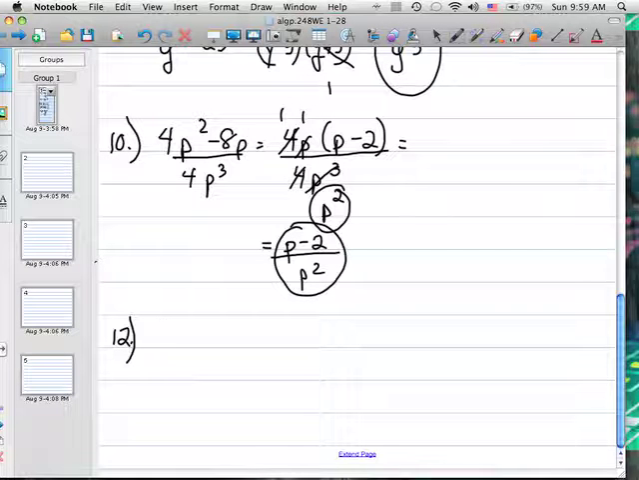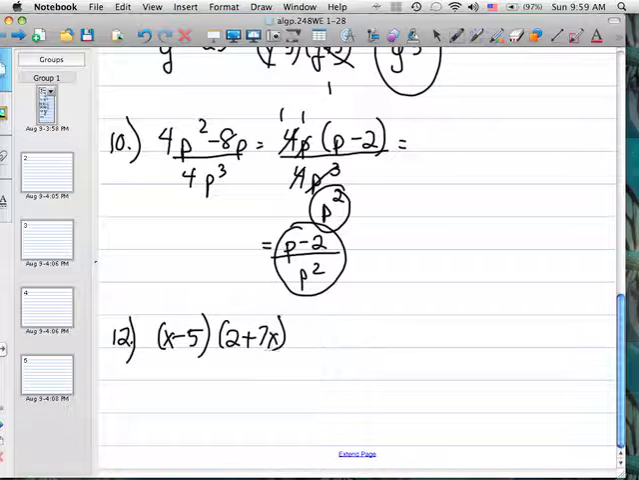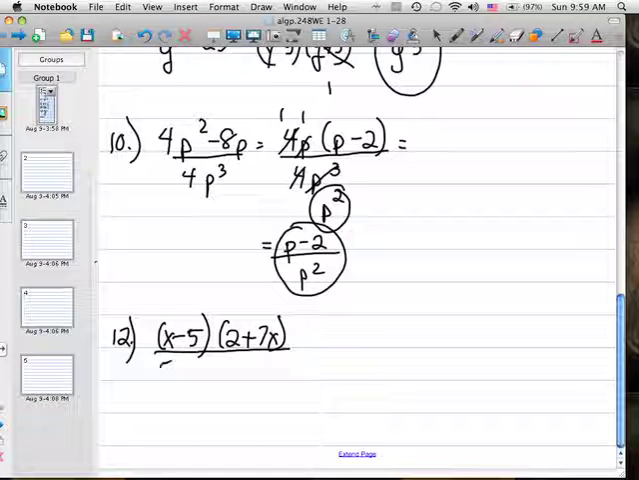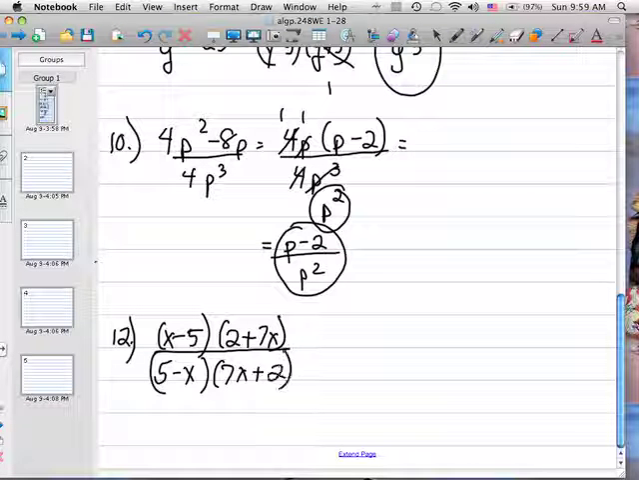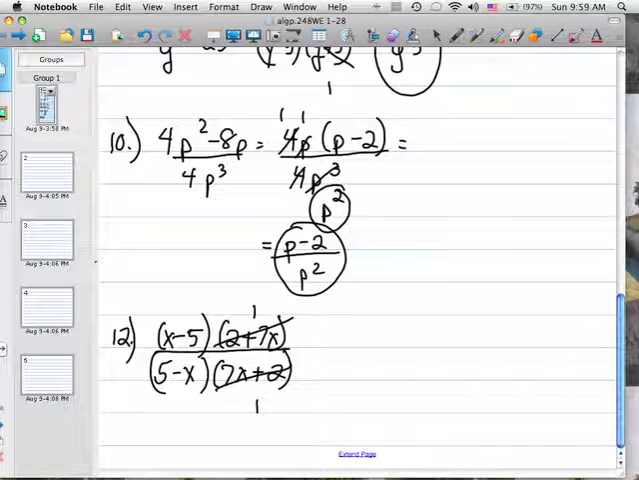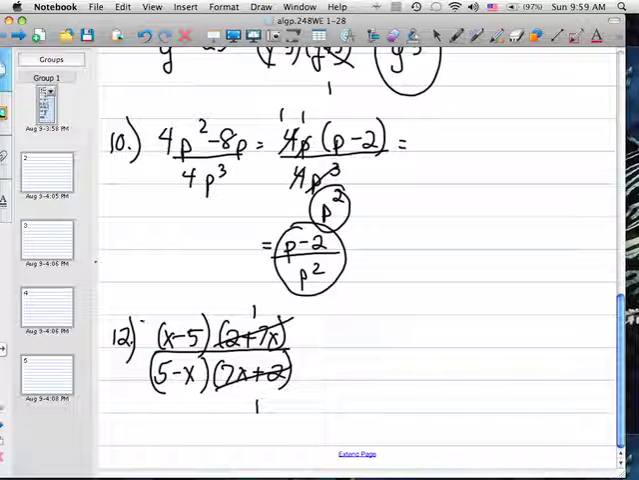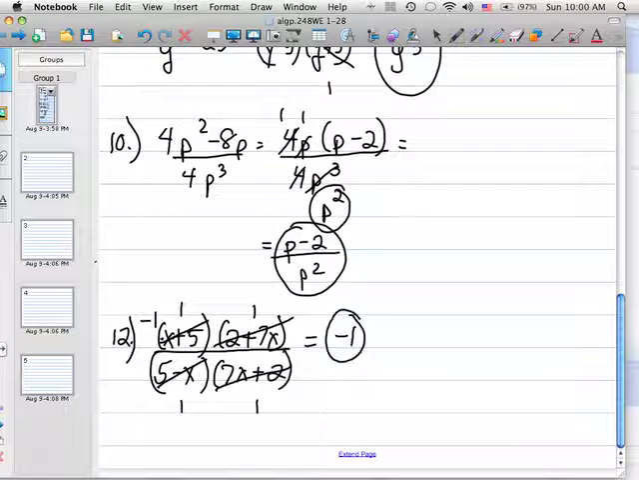Number 12, you have x minus 5 over 2 plus 7x, and 5 minus x over 7x plus 2. Now this is factored. These two are identical, they just have it opposite order, so I can cancel those. These two are exact opposites of each other. So if I pulled out a -1, this would make that negative that positive, so I could cancel those out. So my answer is going to be -1.